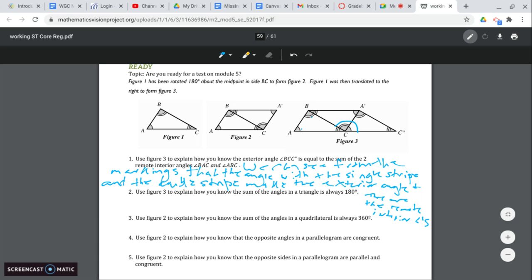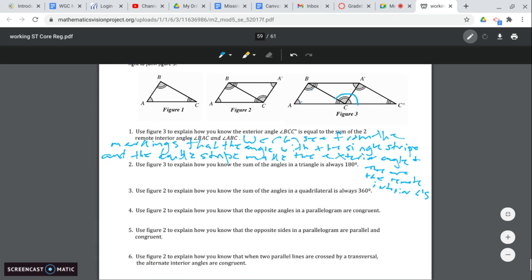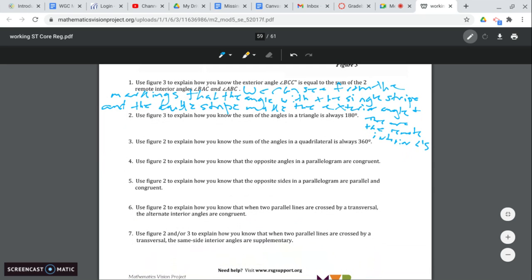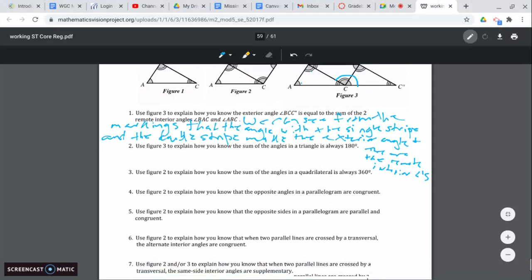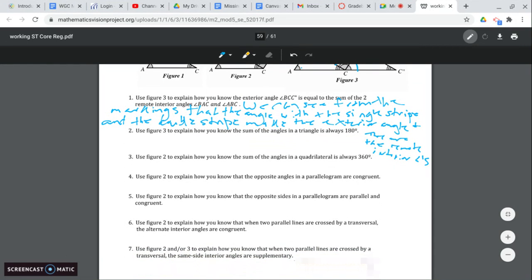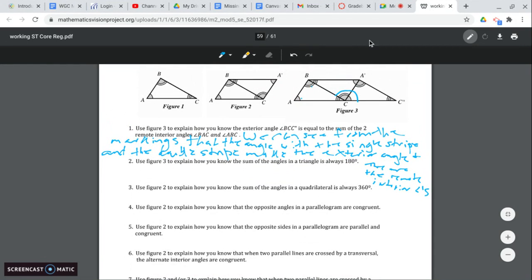So what you want to do for 2, 3, 4, 5, 6, and 7 is use these three figures up here at the top, figures 1, 2, and 3, to answer these questions. Using what you can see based on the fact that these are rotations and translations, and that we know under rigid transformations, angle measures and side measures stay the same. They don't change. And it's really going to be working on your understanding of various properties, okay?